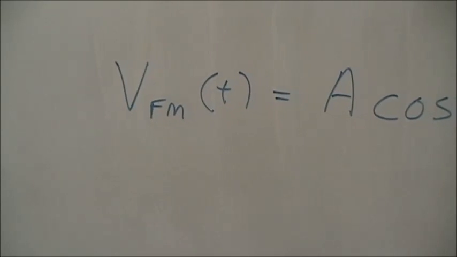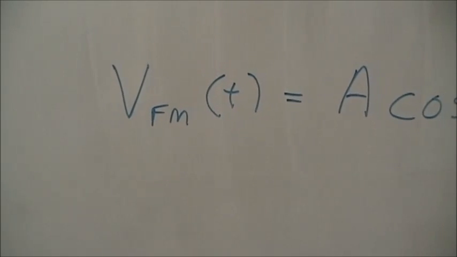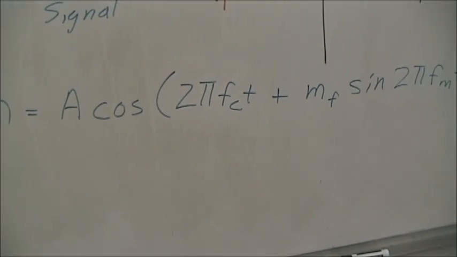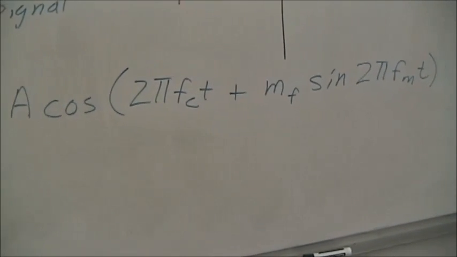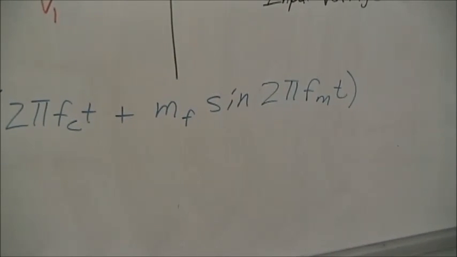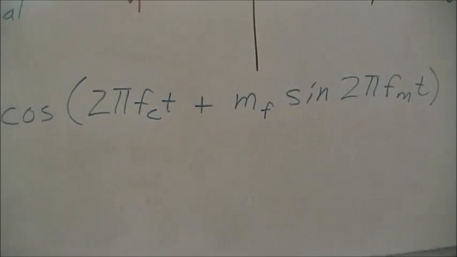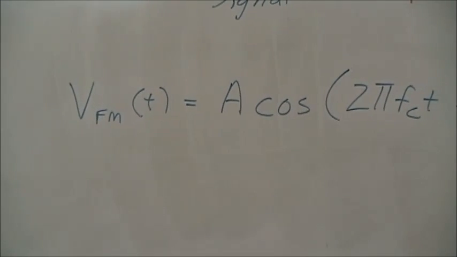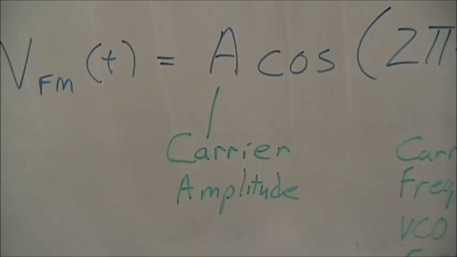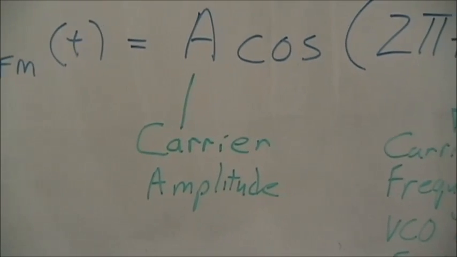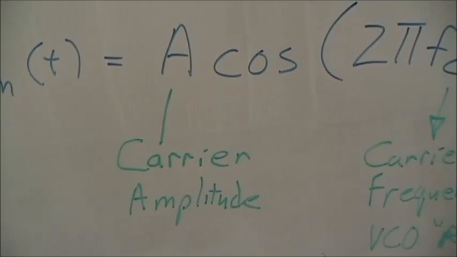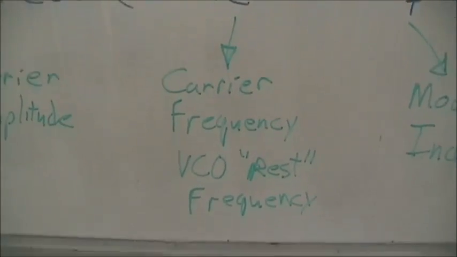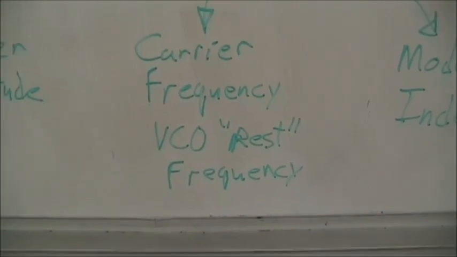The signal out of the VCO will be our FM signal, and this is its components. We have A cosine 2 pi f_c t plus m_f sine 2 pi f_m t. So we have a few new terms to look at in terms of the FM signal compared to the AM signal. A is the carrier amplitude. It will be constant in FM. f_c will be the carrier frequency. You can think of that as the VCO rest frequency.